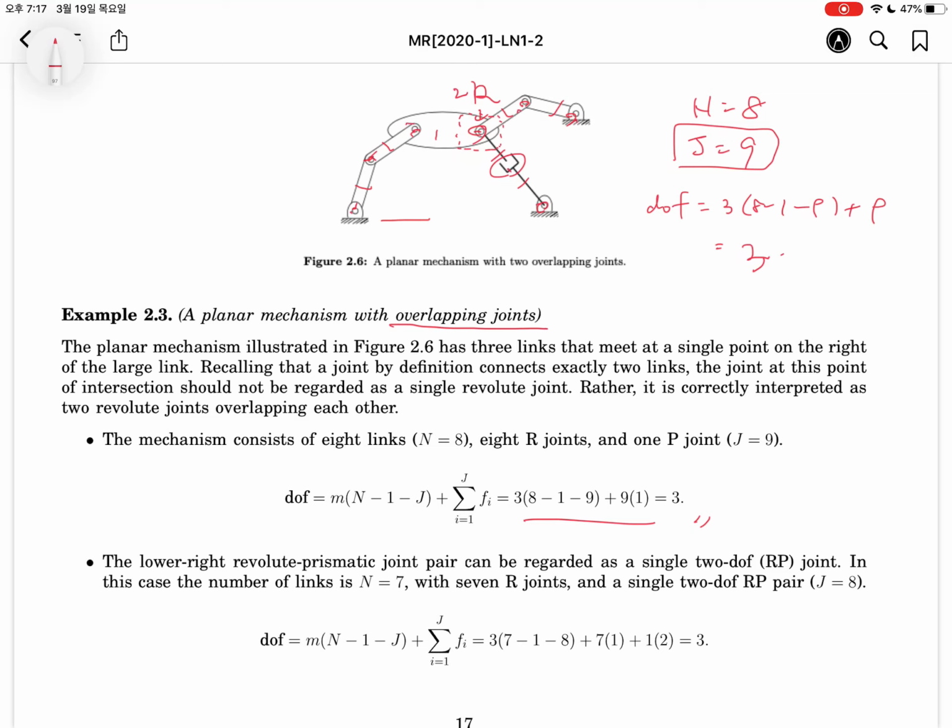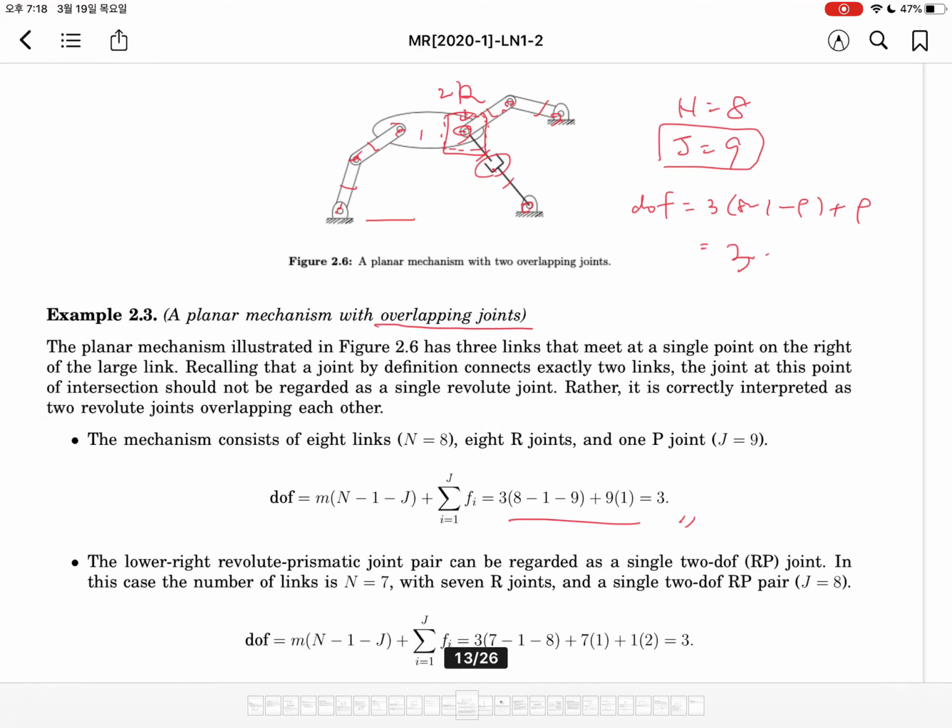Apparently, it has 1, 2, 3, 4, 5, 6, 7, 8 joints. The 3 links are combined with each other. At that time, 2 overlapping joints appear. Okay.